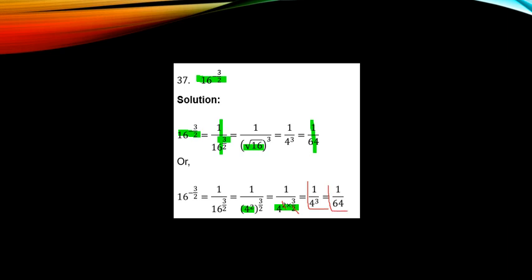1 over 64. Okay? So this is how we apply the laws of indices to simplify problems. So you need to identify the laws you can use in order to simplify the problem. Now I've done that considering all these examples. So follow the footstep of the tutor. All right?